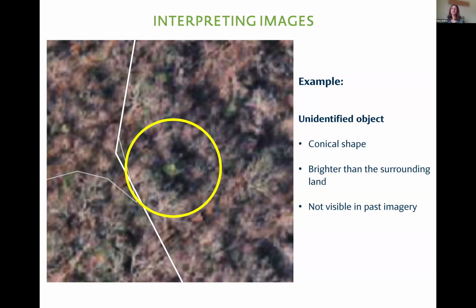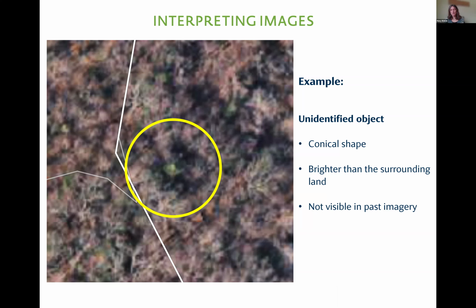All right, so here are some examples of how we interpret images. Some of this was done by past land stewards when our program was still pretty new, and some of them are more recent. So here was an unidentified object. It's obviously brighter than the surrounding landscape. It's an interesting shape. It's a little bit more geometric than the surrounding trees, and it wasn't visible in past imagery.